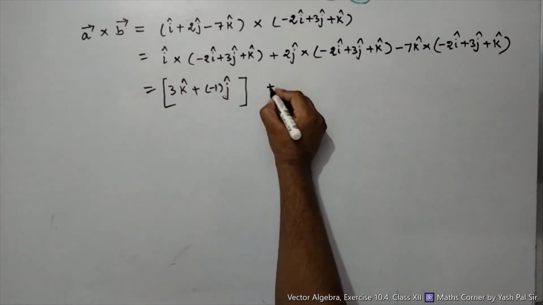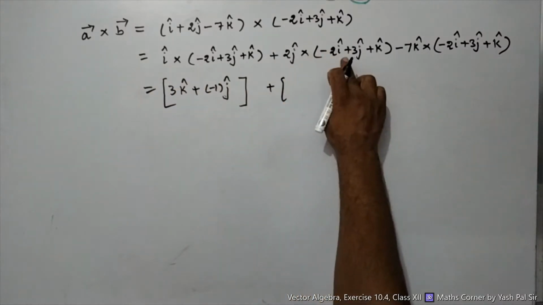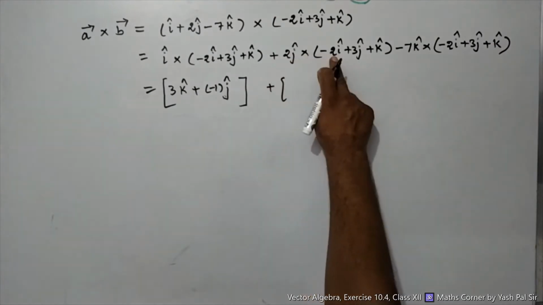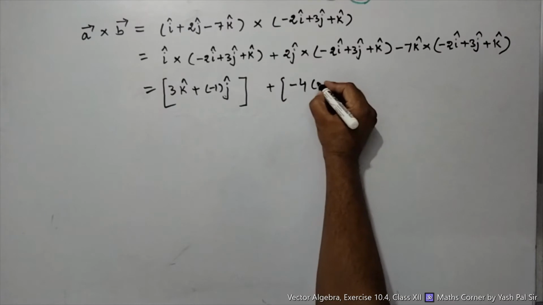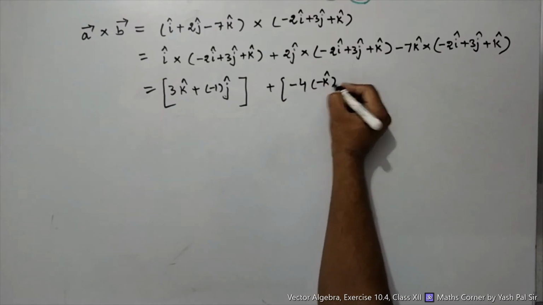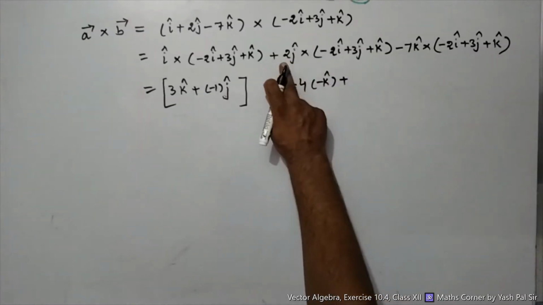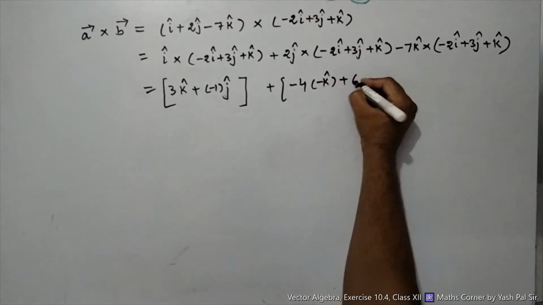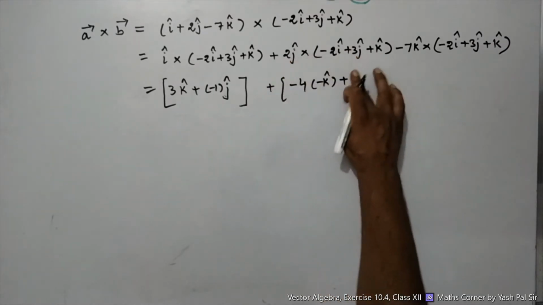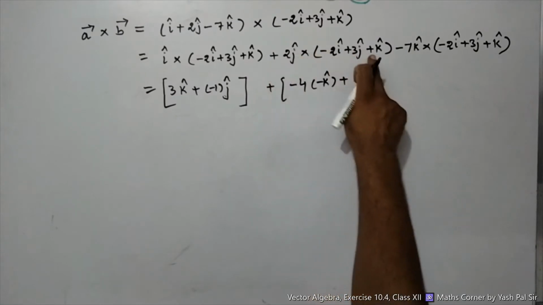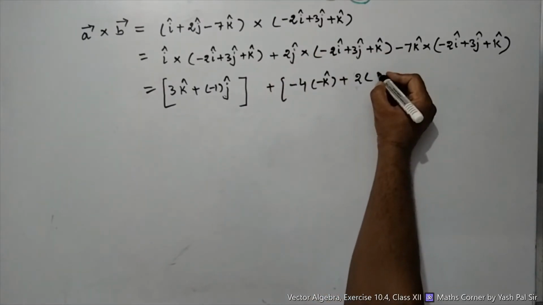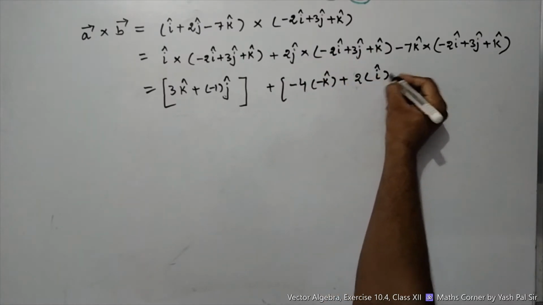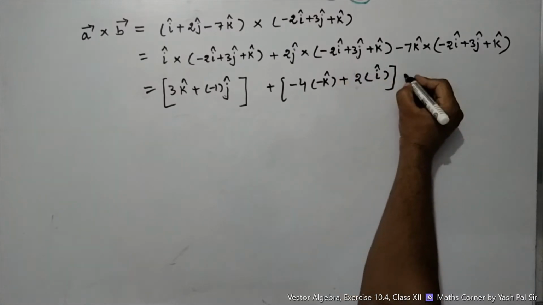Now solving the second bracket, j cross I. First of all, 2 into minus 2 is minus 4, j cross I is minus k. Plus 2 into 3 is 6, j cross j is 0. Then 2, j cross k, and j cross k is equal to I. So the second bracket is over.